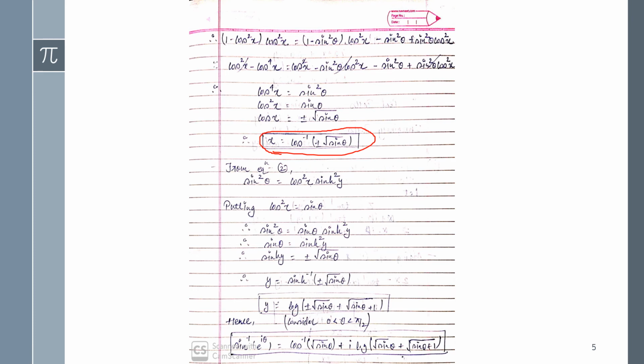Now using equation number 2, I am putting in the values we have got. Before this, using the second equation, you can take the square on both the sides and you get this term. Now in place of cos square x I am putting sin theta using that equation. Putting these in and simplifying, you will get sinh y equals plus or minus under root sin theta.